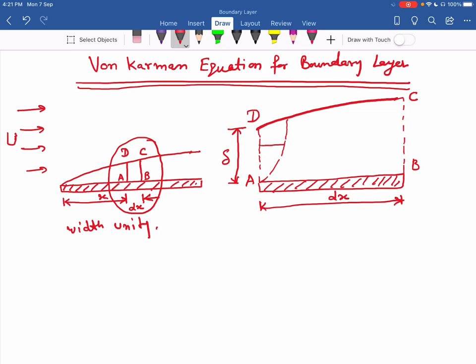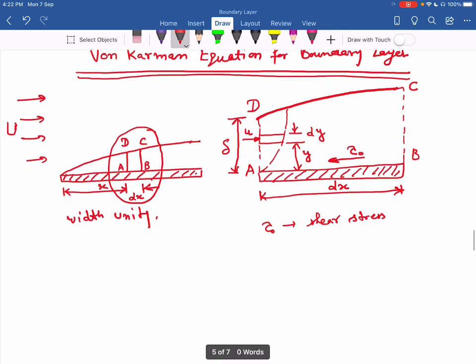At distance y from the plate, I consider a small elementary strip again. At distance y, the thickness of that strip is dy. The layer of fluid which is passing through this elementary strip has velocity small u. Now let tau O be the shear stress acting on this plate. The direction of the stress is opposite to that of the flow direction. So this is the diagram we have.